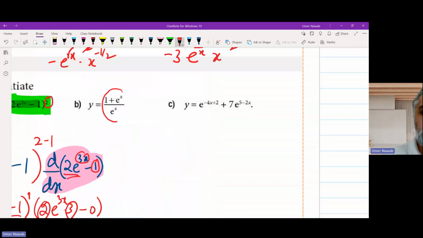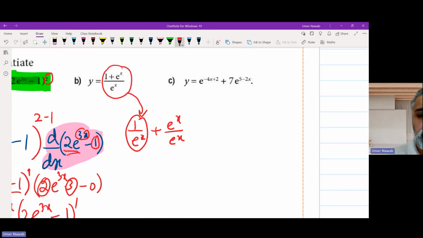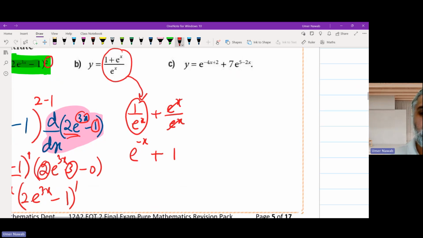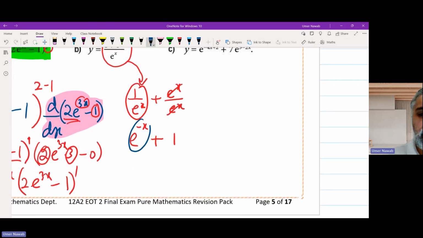If you see this type of question, always try to split them. So 1 over e^x separate and e^x over e^x separate. Once you split it, now can I write it in a beautiful form? Using indices properties, when this power goes up, its power is negative, and this is cancelled, plus 1. Now I'm ready to apply the derivative. Same answer, and the further derivative of minus x is minus 1, and the derivative of 1 is 0. So my final answer is minus e^(minus x).